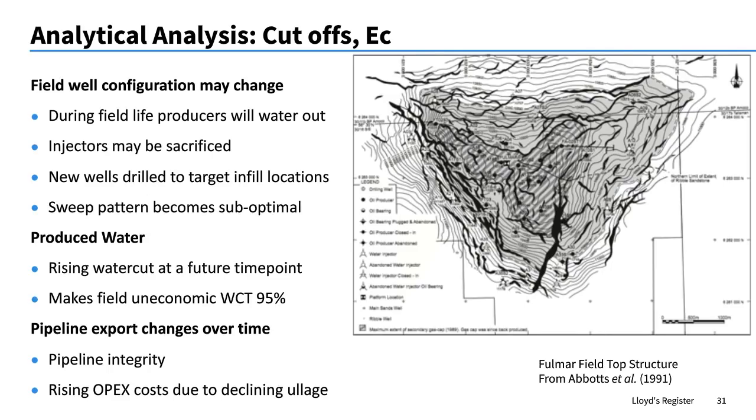Coming back to this, the final efficiency, the cutoff efficiency, is basically an economic one. The map you're seeing here is a North Sea example, simply because of the availability of the data to us to show you this example. It's from a publication by Abbotts, and what you're seeing there is the Fulmar field. Now, as a reservoir engineer, if this field had those faults sealing, it would be very, very hard to apply EOR. Now, in this particular field, the recovery factor would have been approximately 50% that would have been expected to recover. This field actually recovered 77%.